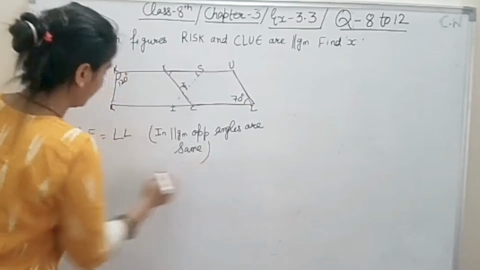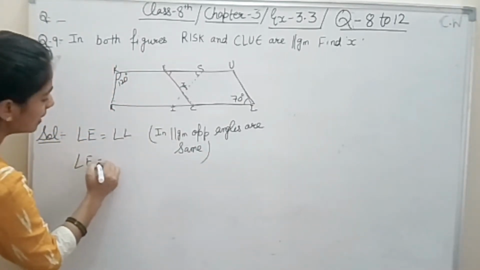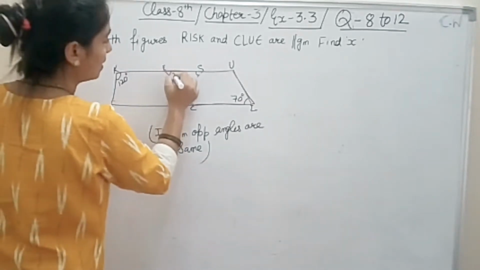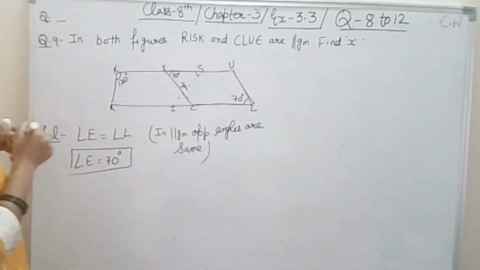Right, student? So that is why angle E is equal to 70 degrees. तुम्हारा angle E आ गया बेटा. So write down here 70 degrees. Now coming to this S.